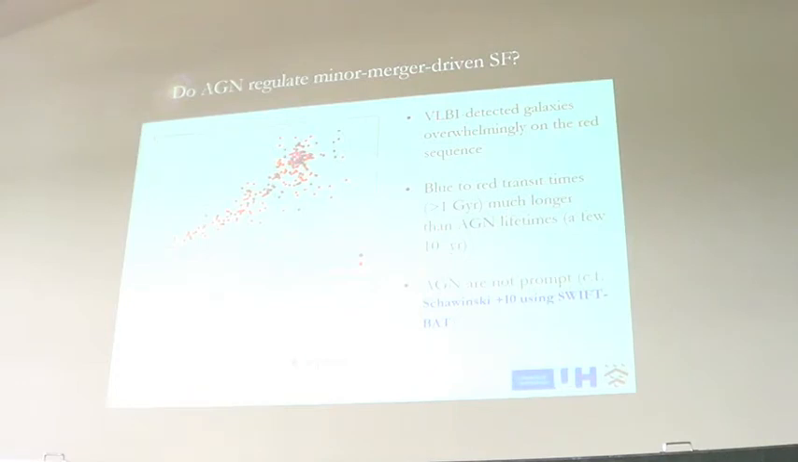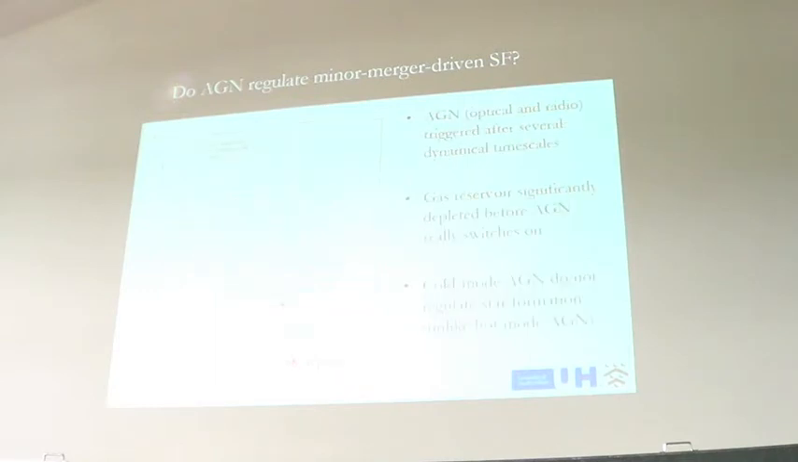So AGN seem not to be prompt. Kevin found the same kind of thing using X-rays, using Swift BAT. If you try and work out how big this time delay is, you divide the age of the starburst in these AGN detected, or radio detected, or VLBI detected galaxies by the dynamical time of the galaxy. It gives you a normalized quantity that you can use to compare galaxies that have different radii and masses. So what this analysis seems to be telling us is that the AGN has triggered several dynamical timescales into the starburst episode. When the AGN switches on, the gas reservoir is already significantly depleted, so the role of the AGN in regulating the star formation is diminished.